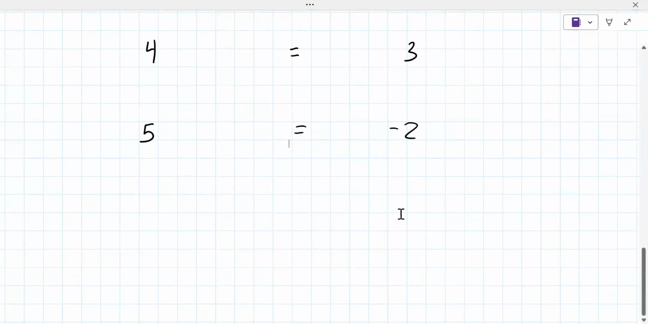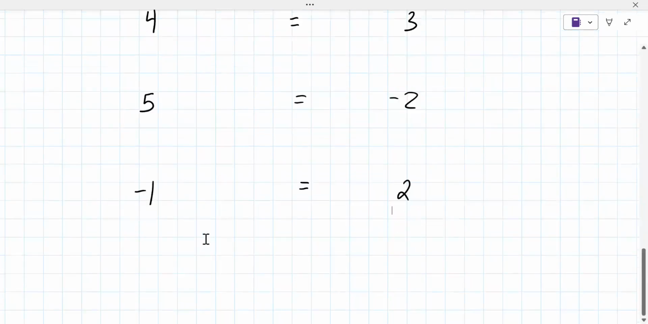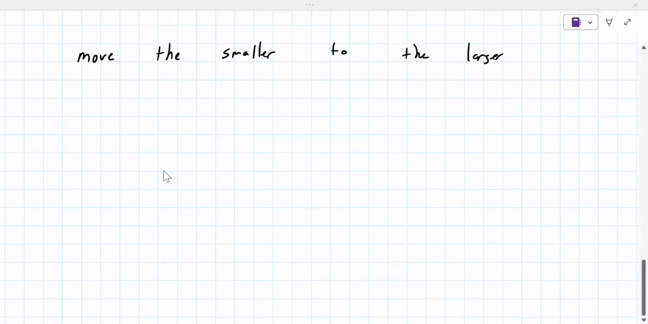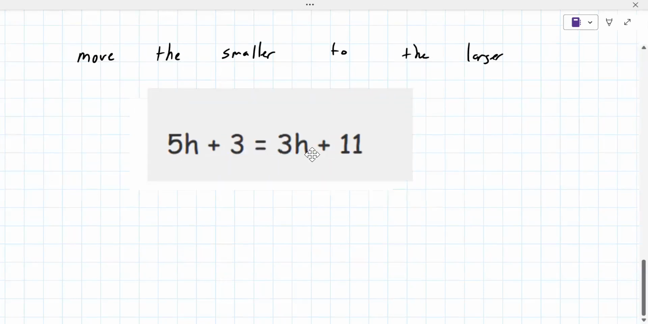Which is smaller? -2. Good. Now, the next one here, which is smaller, the -1 or the +2? -1. Yes, very good. Okay. So this is the key to the next part, is to move the smaller to the larger. I'm going to give you a lot of examples, but I just need that to be clear before we start. And it is. You answered all those correctly. I don't have any concerns about that.